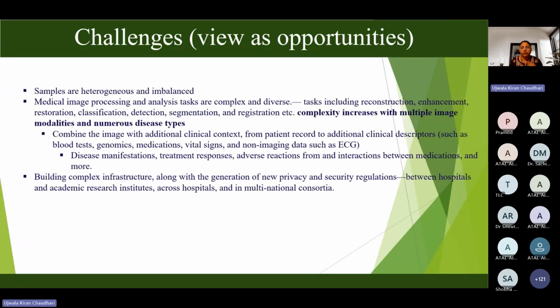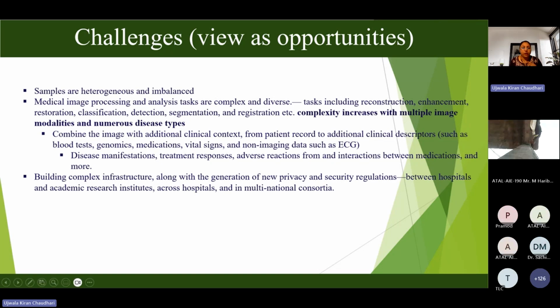Okay. And as I said, that complexity is always there, and we are striving to combine the different kinds of modalities, imaging and textual, all together. We may consider different kinds of clinical descriptors like blood tests, genomic information, medications, some ECG results, or that kind of data. So then it becomes very complex, and you have to have the high performance computing power to train the model. Okay, and then this all together.